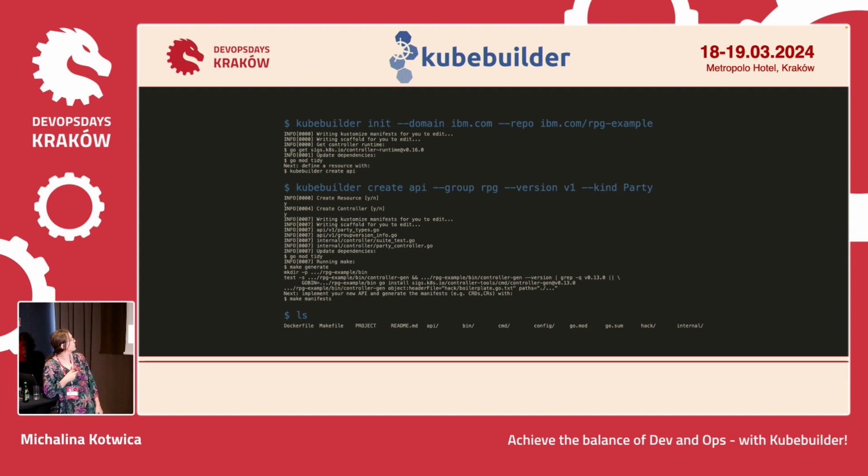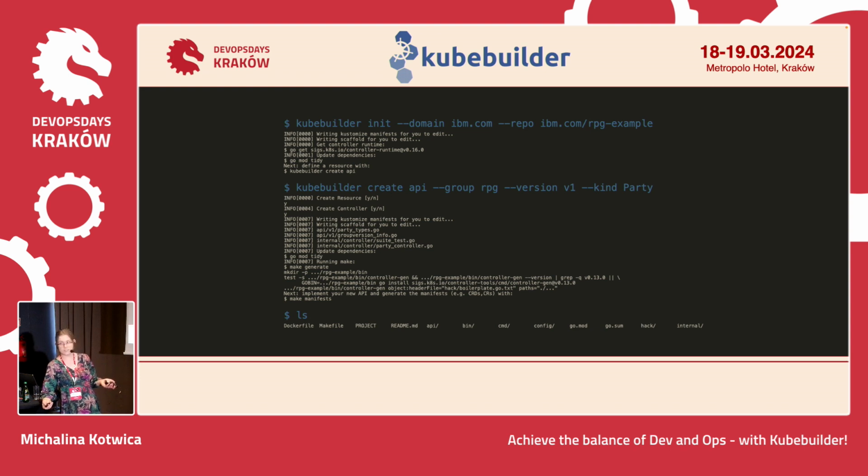Now I simply run kubebuilder init, and now I have my whole repo initiated. Wow, that was easy. Okay, so it says, let's create an API. Okay, let's create an API for our party in the RPG group. Okay, it got generated, and it says, let's generate manifests. And you know what generate manifest does?